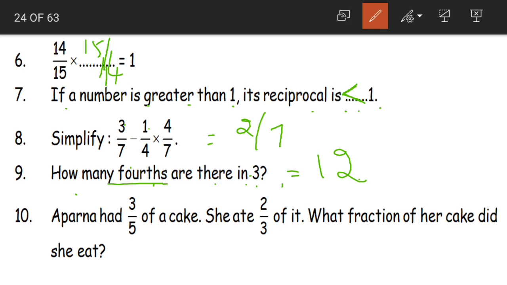Now the last fill in the blank here. Aparna had 3/5 of a cake. She ate 2 by 3 of it. What fraction of her cake did she eat? See, what did she have? She had only 3 by 5 of a cake. There was a big cake of which she had only the 3 by 5th part, and from that 3 by 5th she ate 2 by 3. She ate 2 by 3 of this 3 by 5. So what fraction did she eat?